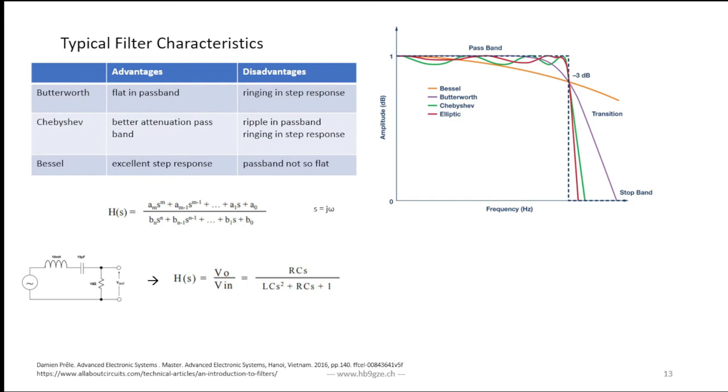And the Bessel, however, has an excellent step response, because the Bessel filter is the only filter that is not shifting the phases. So this is nice for high fidelity filters, audio filters, where you don't want to have phase shifts because of your filter. But the passband is not so flat. It rolls off lazy, as we say, and sometimes that's not desired.